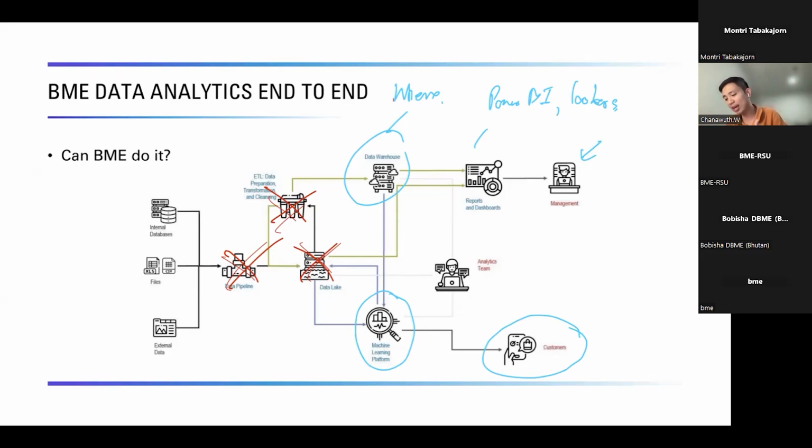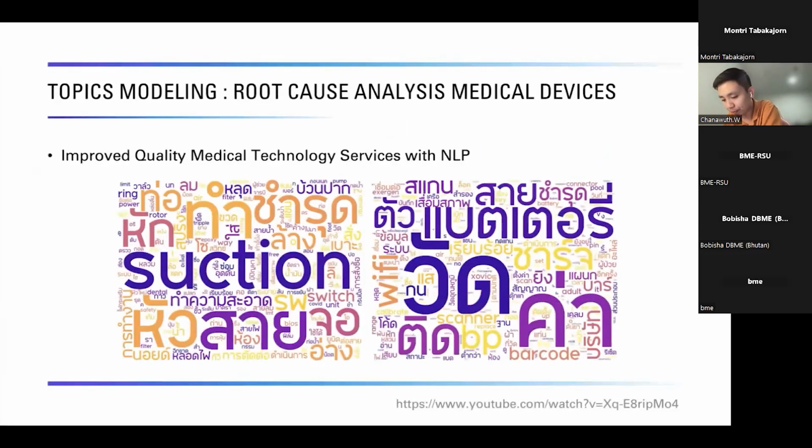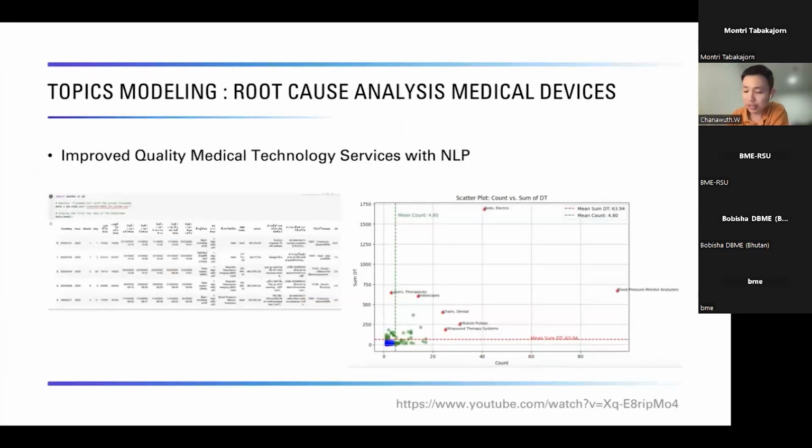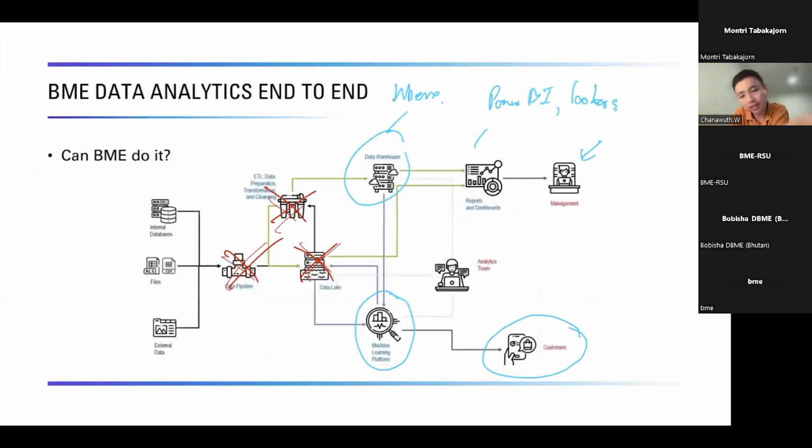And if you draw this diagram, you can find that this part is a weak point of my team. For example, this part is an advantage. Okay, for example. If you draw this end-to-end analytics pipeline diagram, you will begin to understand what data analytics can do.